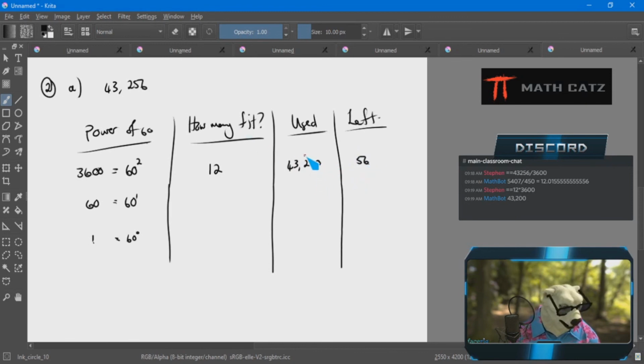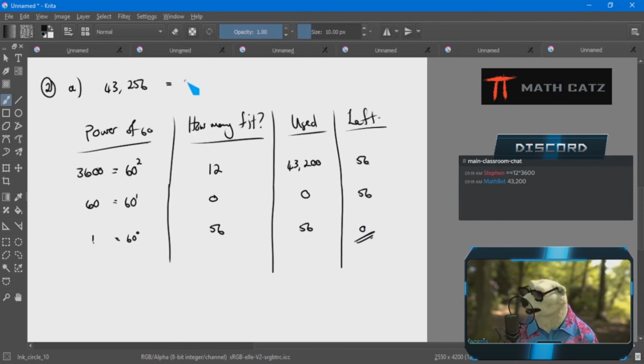Obviously, the subtraction should be fairly easy. And that shows me that I cannot fit in any groups of 60. 0 groups of 60 will fit. I've used nothing more. 56 are still left. But the ones will get them, using all of them, and nothing's left. So that then tells me that up here, the original quantity can be split up as 12 groups of 60 squared plus 0 groups of 60 plus 56 left over.